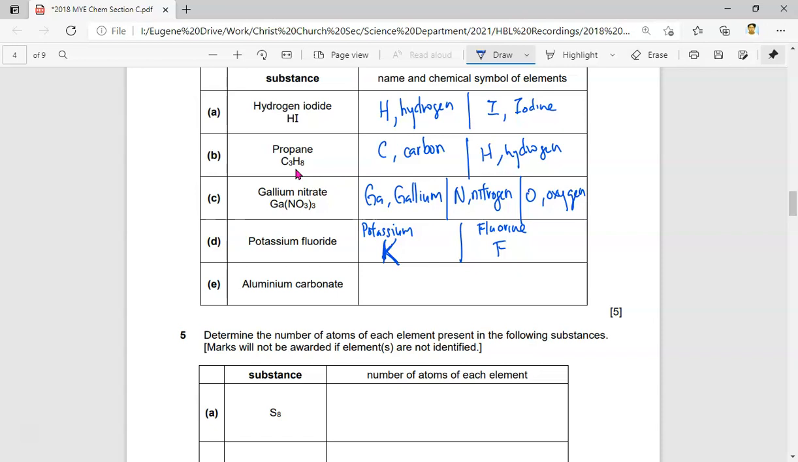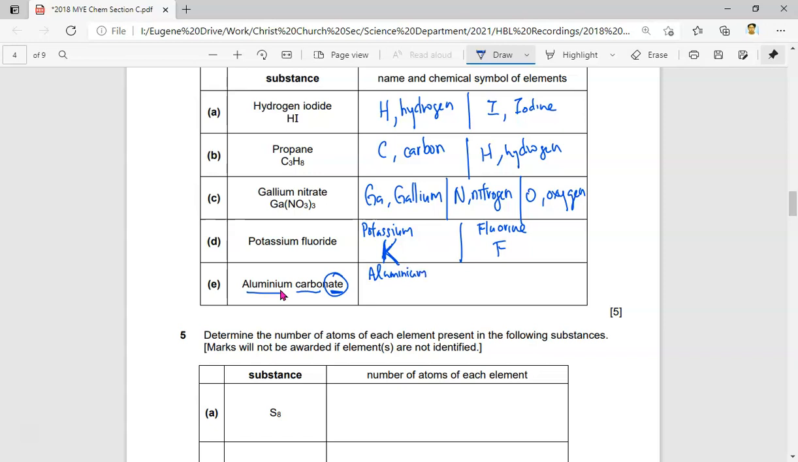Last one for this question, aluminium carbonate. So aluminium carbonate, obviously you know that there's aluminium. Now, do take note, whenever you see ATE, it means that there's an additional element, which is oxygen. So I know that there's aluminium, there's carbon, and there's a third element because of the ATE, there's oxygen. So first thing, there's aluminium.